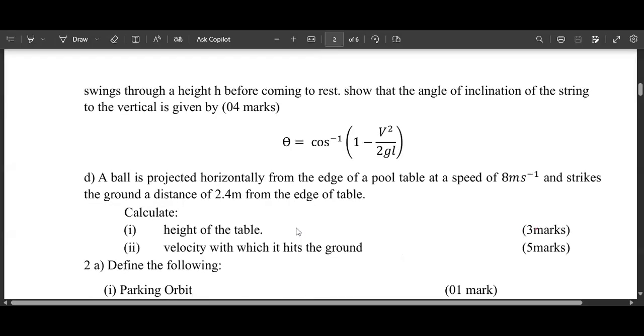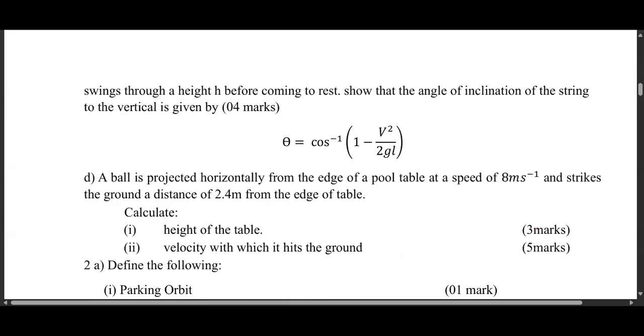it is part D. Part D, they are saying a ball is projected horizontally from the edge of a pool table at a speed of 8 meters per second and strikes the ground a distance of 2.4 meters from the edge of the table. They want us to come up with the height of the table, velocity with which it hits the ground. So for this case, we have our ball projected horizontally at that velocity, and it covers a distance of 2.4 meters from the edge.